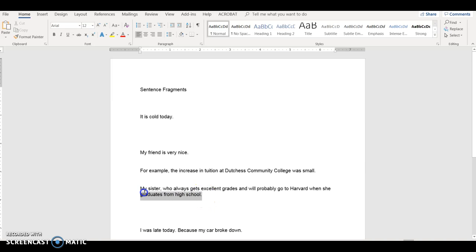Let's look at an even longer example. "My sister, who always gets excellent grades and will probably go to Harvard when she graduates from high school." This is still a sentence fragment. Why is it a sentence fragment? Well, if you look here, you see the word who. Who begins an adjective clause that describes my sister, and all this information is part of that adjective clause. All of this is just description.